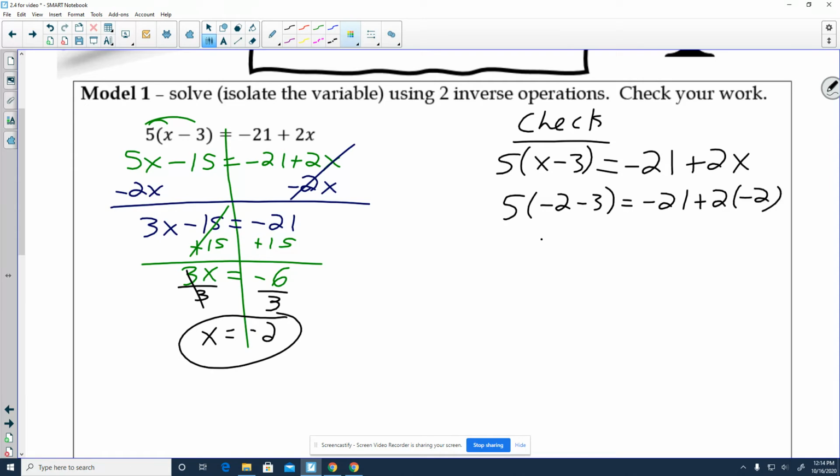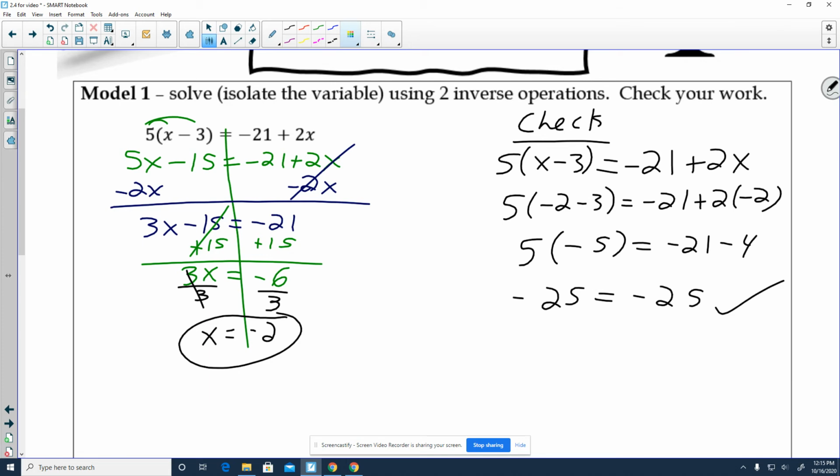Okay, let's just do this without decimals for now. So negative 2 minus 3 gives us negative 5. 2 times negative 2 is going to give us negative 4. And on both of these sides, we're going to get negative 25. So we know our answer is correct.